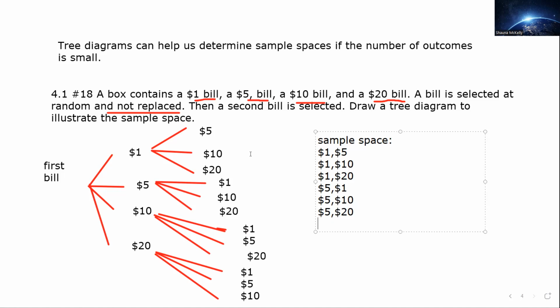Then I have $10 and $1. I have $10 and $5. I have $10 and $20.